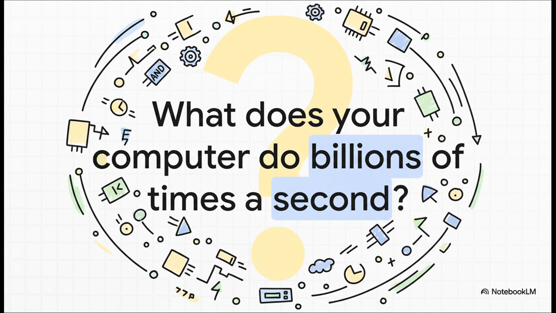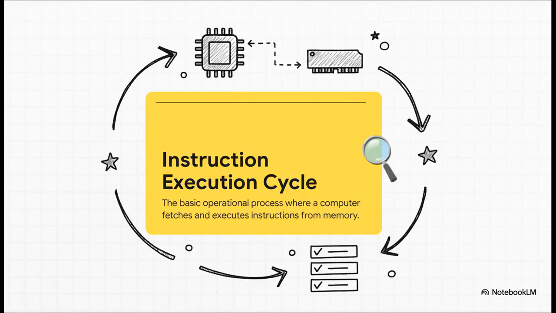So let's just kick things off with a pretty wild question. What if I told you there's one thing your computer does literally billions of times a second that makes everything else work? It sounds like magic, right? But it's not. It's this tiny, perfect, repetitive dance of logic that powers, well, everything. And the answer to that question? It's called the instruction execution cycle. That's the fancy name for it.